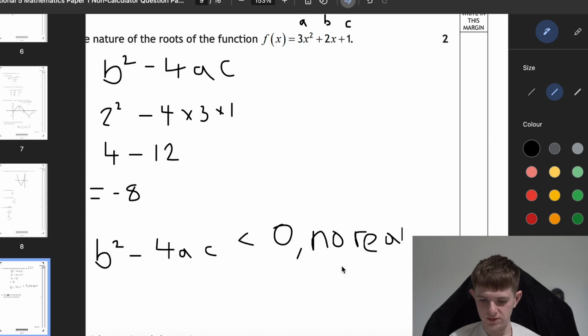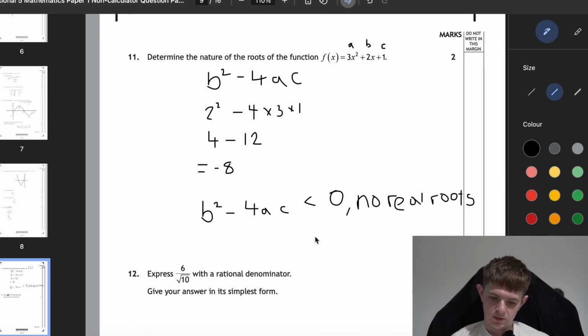roots. Oh, handwriting's murder, I know. Roots. Bosh, that's you. That's how you get the full marks. Okay, next question.